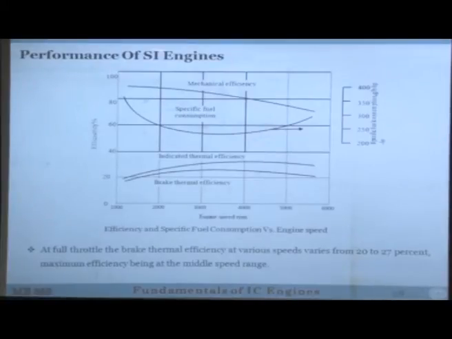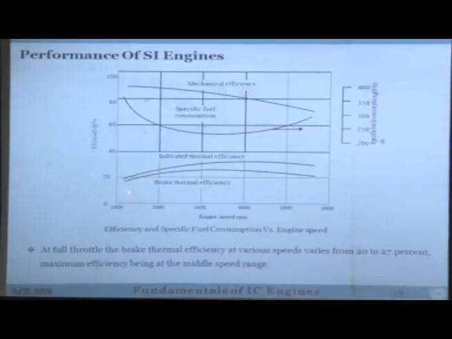So if you look at the performance of a SI engine, this is the efficiency given here. Engine speed, again this is only on the engine. If you look at the brake thermal efficiency, this is the brake thermal efficiency curve. If you look at the indicated thermal efficiency at the piston, this is the indicated thermal efficiency curve. Brake thermal efficiency is maximum around here. So this is the specific fuel consumption. Scale is given here. This is the SFC.